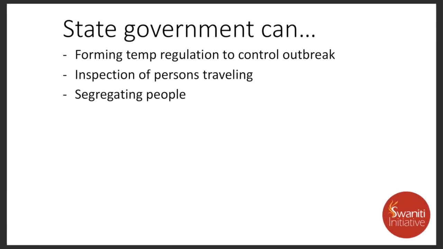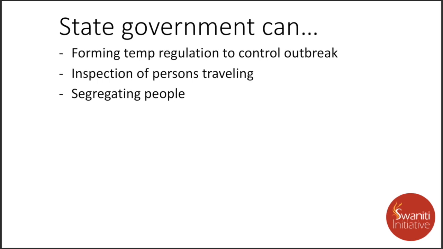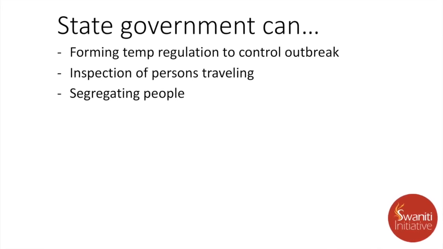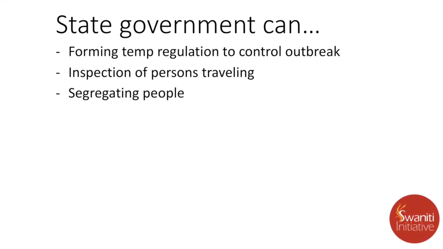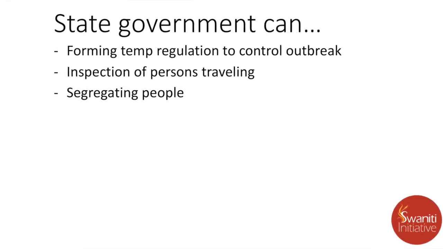Additionally, states can also prepare and make regulations for the inspection of any persons traveling by railways or through any other mode of transport, and to segregate such persons, maybe in a hospital or any other form of temporary accommodation, in case they're suspected of being infected with such diseases.